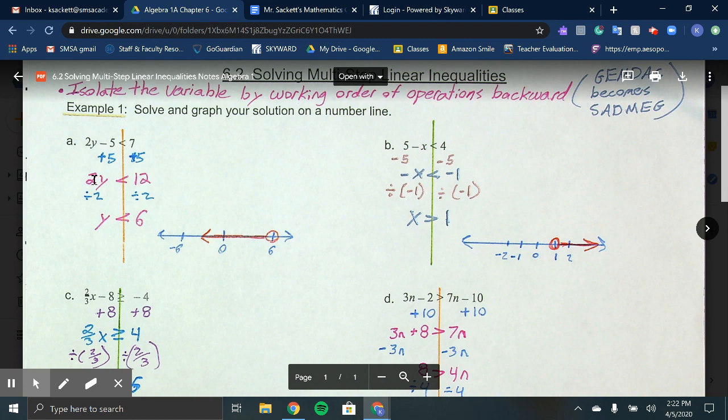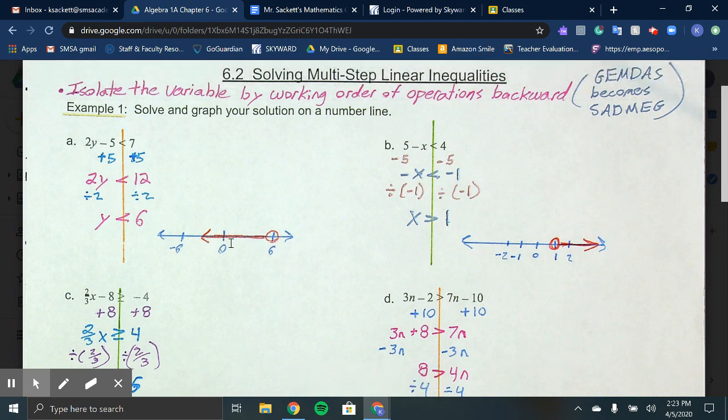Then, to undo the multiplication, we have to divide both sides by 2. So 2y divided by 2 is 1y, 12 divided by 2 is 6. So our answer is y is less than 6, meaning open circle at 6, and going to the less than, which would be the left.